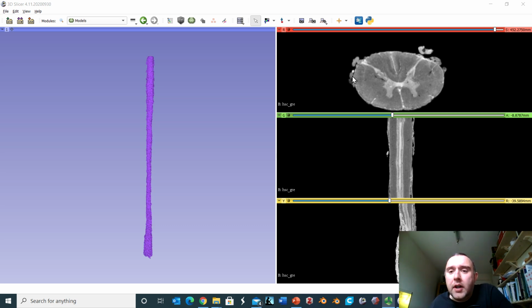Furthermore, on both the transverse and the coronal planes we can also see that we have got some roots connecting to the spinal cord. This is the dorsal side at the top and the ventral side at the bottom, so these are presumably dorsal roots back here and ventral roots just here.